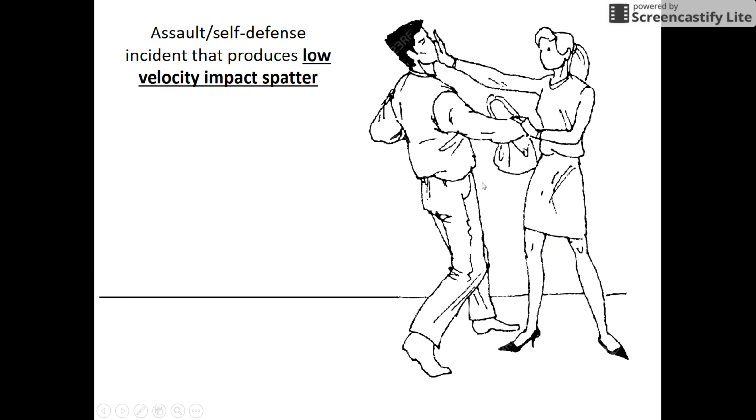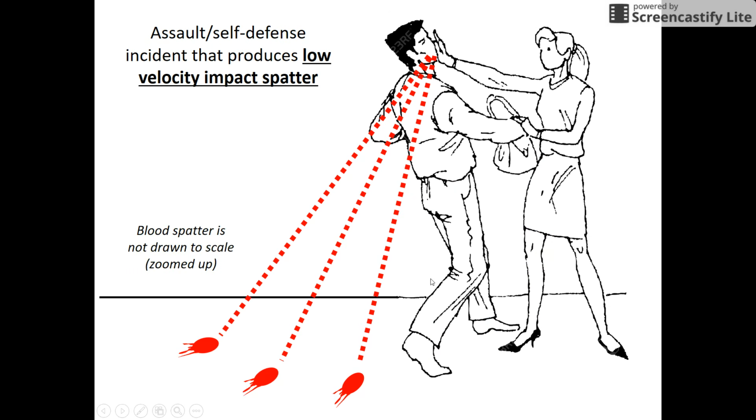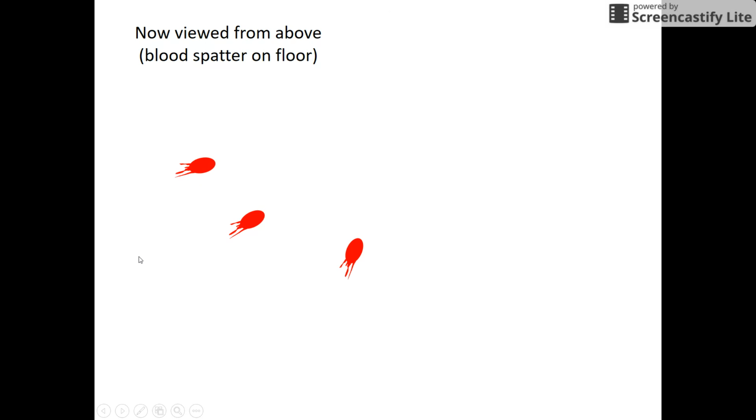All right, so here's our incident again that produces some low velocity impact spatter. The blood hits the ground, and now these blood drops have been zoomed up so they're easier to see, and they wouldn't really be this big, right? Now let's look at these from above. Okay, this is a bird's eye view of the floor now.